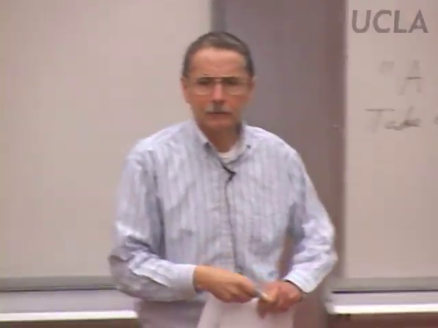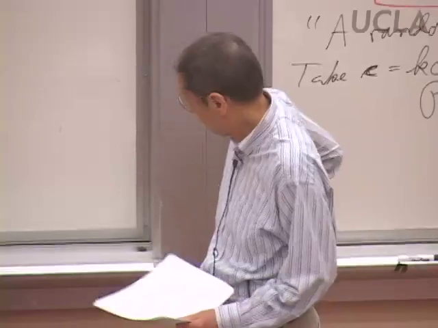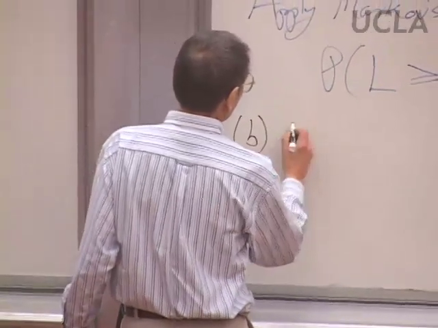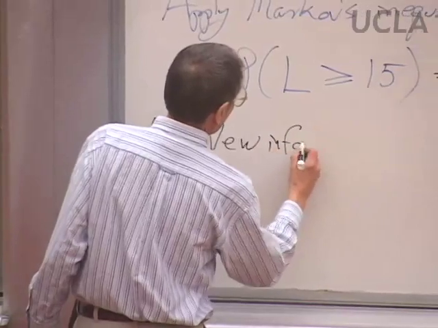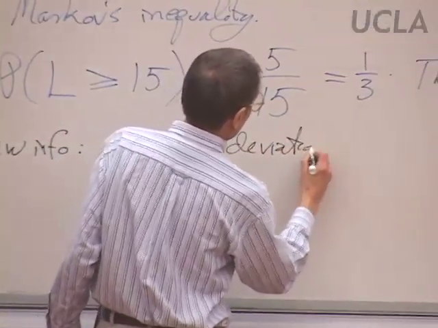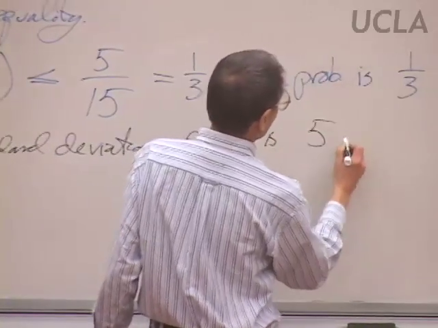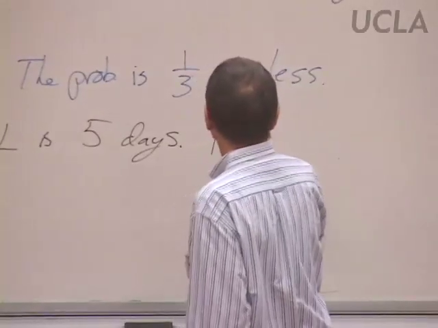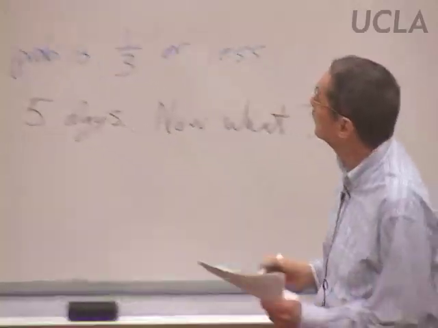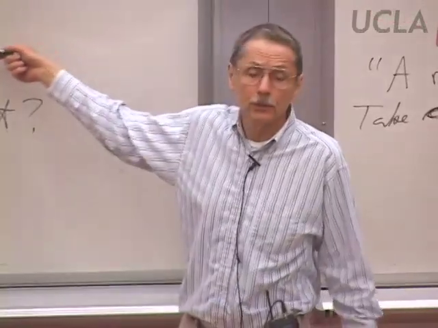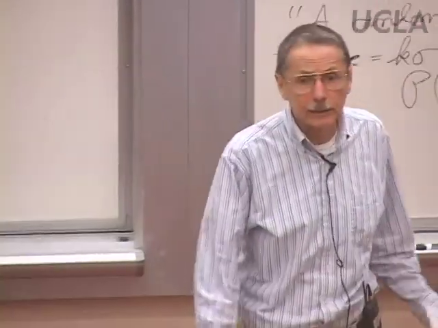Could be a lot less. Maybe amoebas never survive to 15 days. But now suppose we learn a new piece of information: that the standard deviation of the lifespan is also 5 days. Now what? What can we say about the probability that a randomly chosen amoeba will survive to age 15 days? Well, we already know we can say the probability is 1/3 or less. Is there anything else we can say?